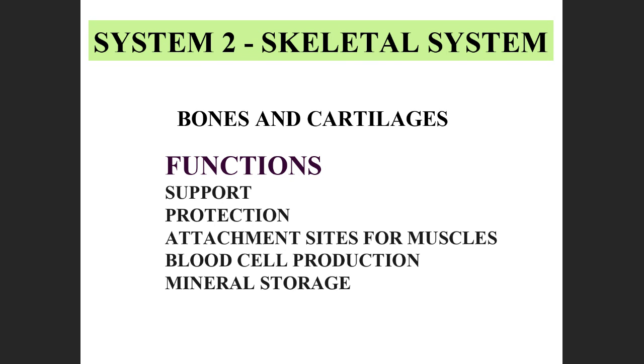Protection. Obviously, the bones protect your brain. Your skull is protecting your brain. The ribs are protecting your heart and your lungs. Your backbone is protecting your spinal cord. So yes, all those important organs in your body that require protection are basically surrounded by bone for that protection.